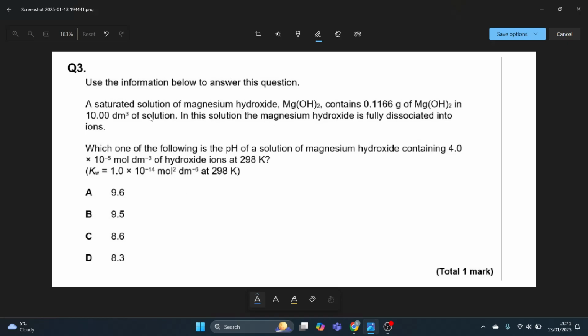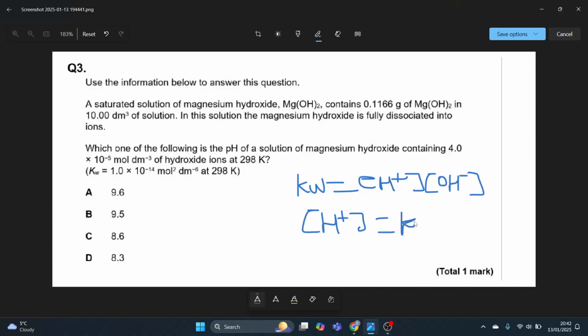Use information below to answer this question. A saturated solution of magnesium hydroxide contains this much of magnesium hydroxide in this much of solution. In this solution, magnesium hydroxide is fully dissociated into ions. Which one of the following is the pH of a solution of magnesium hydroxide containing this much of hydroxide ions at 298 Kelvin? Kw is that at 298 Kelvin. First thing I'm thinking, Kw. So we're definitely going to have to use Kw is equal to concentration of H plus times by concentration of OH minus. We want to find pH, so we need to rearrange it. Concentration of H plus equals Kw divided by concentration of OH minus.